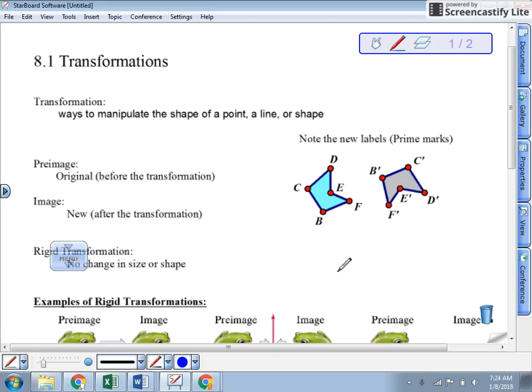Welcome to the notes on transformations. What is a transformation? It's a way to manipulate the shape of a point, line, or any shape really. There are a couple of ways that we're going to specifically talk about how to transform an object today.